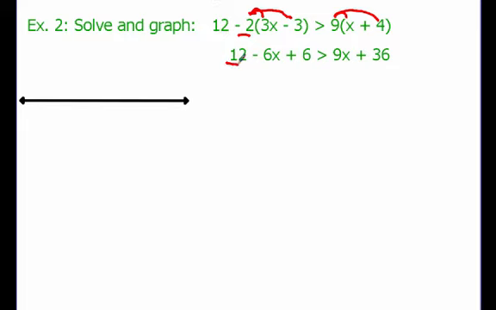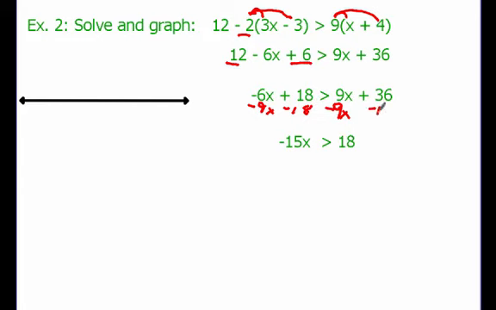On the left, 12 plus 6. Those are like terms. On the right, there are no like terms. So I get negative 6x plus 18 is greater than or equal to 9x plus 36. Now I want to move all of my terms to one side. So I subtract 9x on both sides and subtract 18 on both sides. Over here, I get negative 15x. Over here, I get 18.